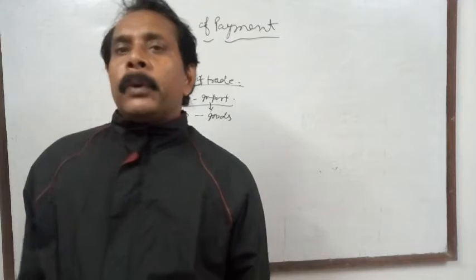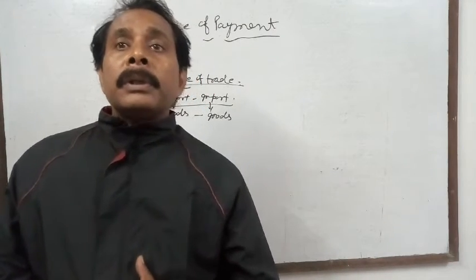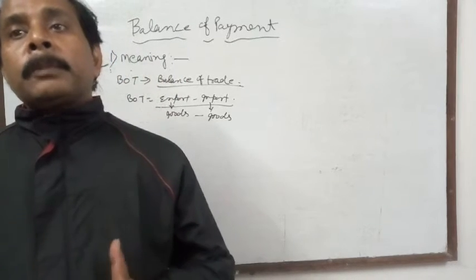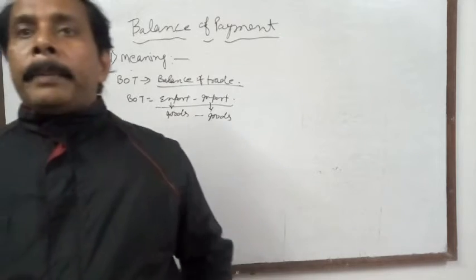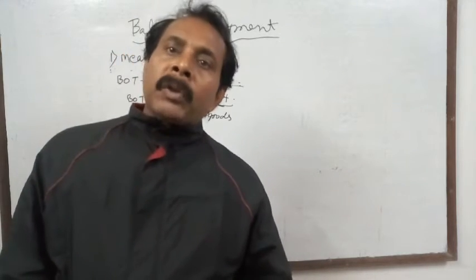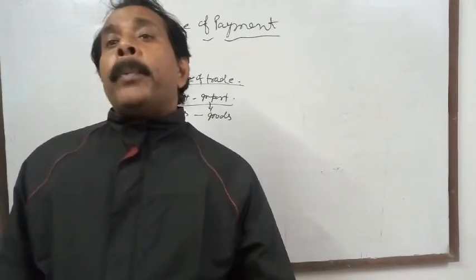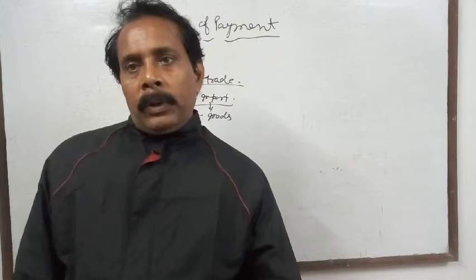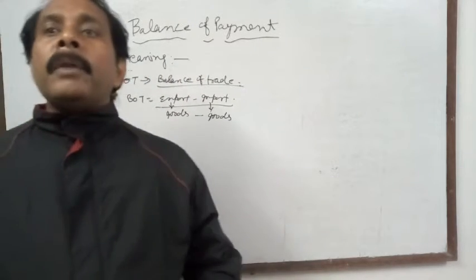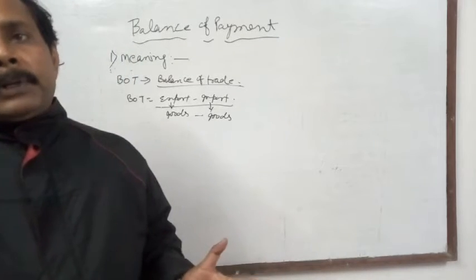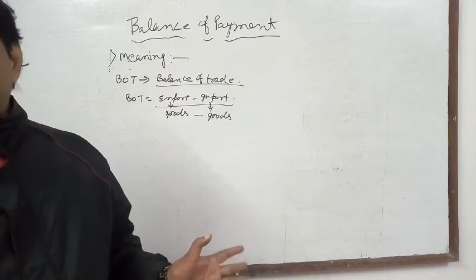What is the deficit BOT? It is just the opposite. If import of goods exceeds the export of goods, then the country is said to have a deficit BOT. Or in simple words, we can say that import is greater than export. So when our import is greater than export, it means unfavorable for the country, or the balance of trade is unfavorable for the country. Is it clear?